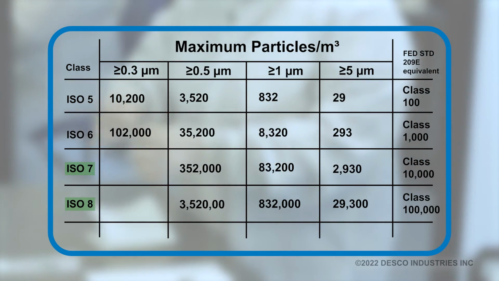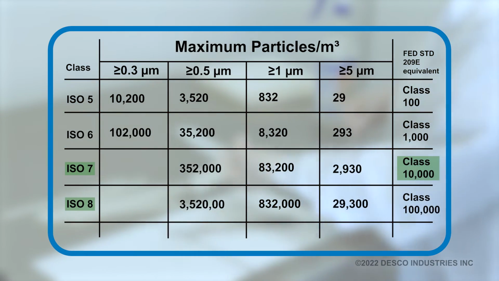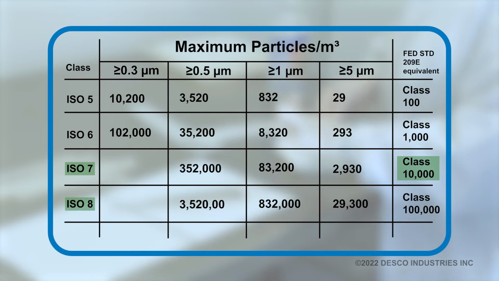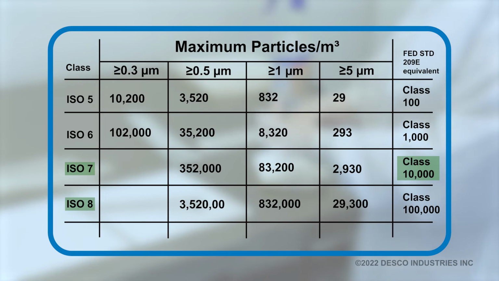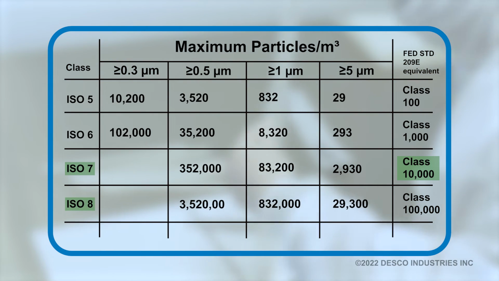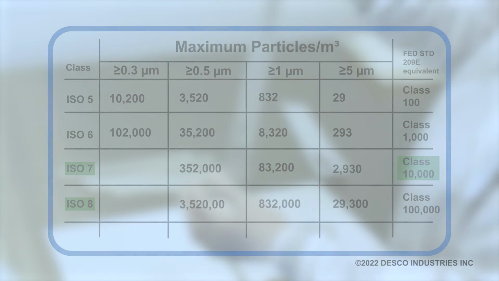These ISO 7, Class 10,000 cleanrooms utilize HEPA filtration systems to maintain air cleanliness levels of a maximum of 10,000 particles greater than 0.5 micrometer in size per cubic foot.